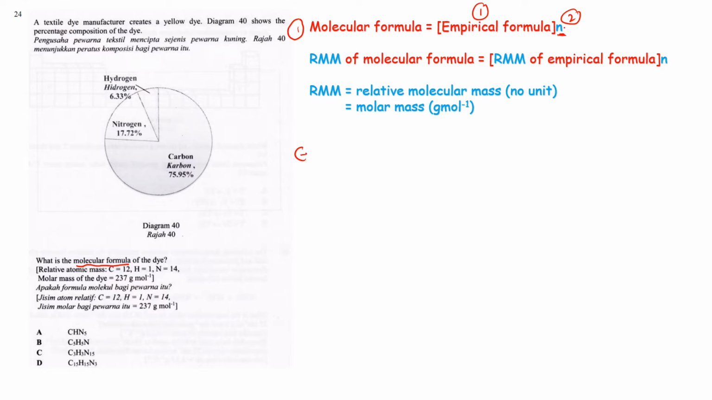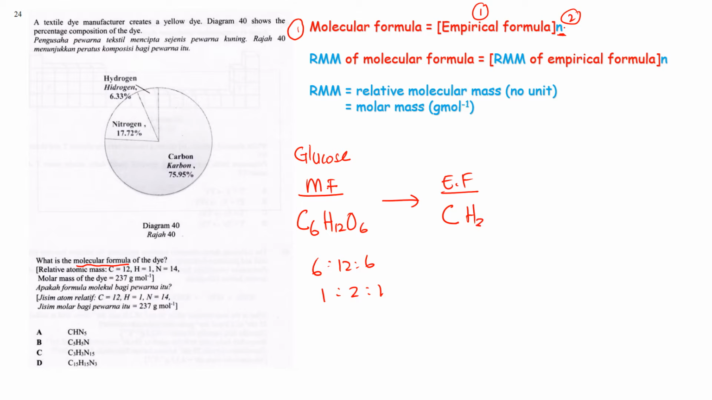For example, glucose. What is the molecular formula of glucose? C6H12O6, right? And then what is the empirical formula of glucose? Empirical formula is the simplest ratio of the atoms of the elements. So 6 to 12 to 6. When you simplify it, 1 to 2 to 1. So the empirical formula is C1H2O1, CH2O.